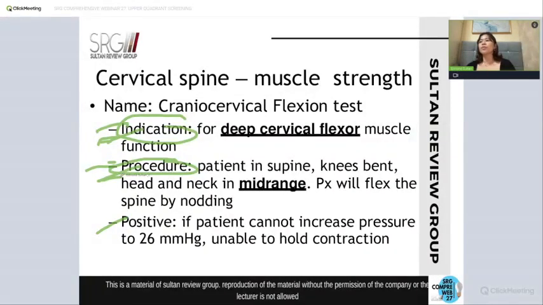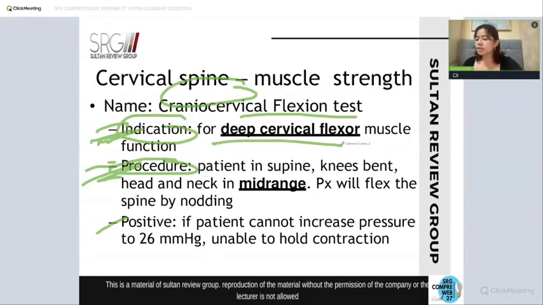So the name of the test is your craniocervical flexion test. So this is indicated for your deep cervical flexor muscle. So how do you perform this specific test? So patient in supine, knees bent, so para siya naka-hook lying, and head and neck in midline. So paano mo ma-perform yung midline? May picture naman ako. Ang gagawin po natin is lalagyan natin siya ng inflated sphygmomanometer sa likod.